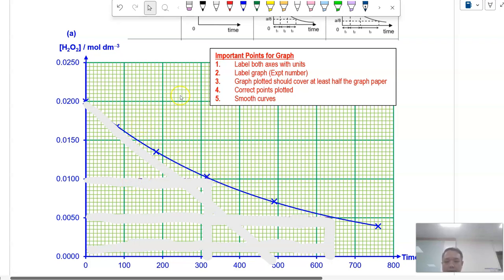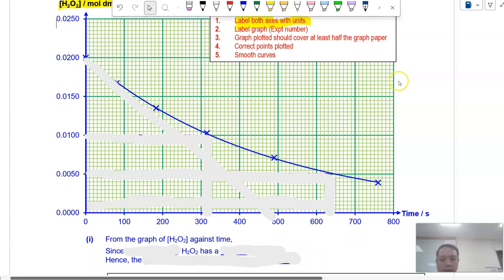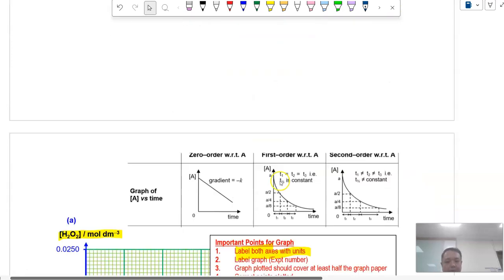Alright, so again, when you're plotting a graph, take note, you're supposed to label your axis. So this is to reinforce what you learned from practical. Label your axis with units. So H2O2 in mole per dm cube, time in seconds. That's what's given to you.